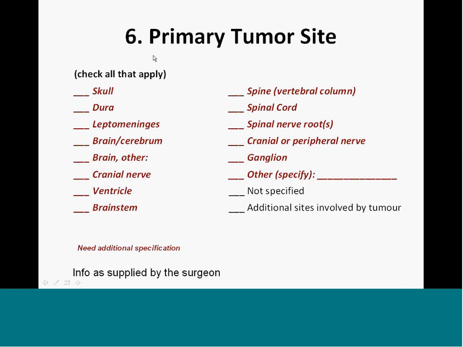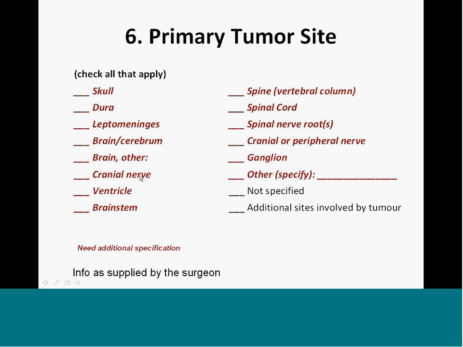Primary tumor site. This is again a mandatory field and information as supplied by the neurosurgeon, although when you have the opportunity to look up a scan in your medical record system, you could help yourself to extra information. There are several groups that you have to check all that apply, and most of these have an additional specification in subfields. For instance, skull has subfields such as sphenoid ridge, etc. The dura has subfields, then the meninges, the subdivision brain and cerebrum, especially in the lobes, and we also have further cranial nerve, ventricles, brain stem, spine, spinal cord, spinal nerve roots, and then unfortunately a duplicate, cranial or peripheral nerve.